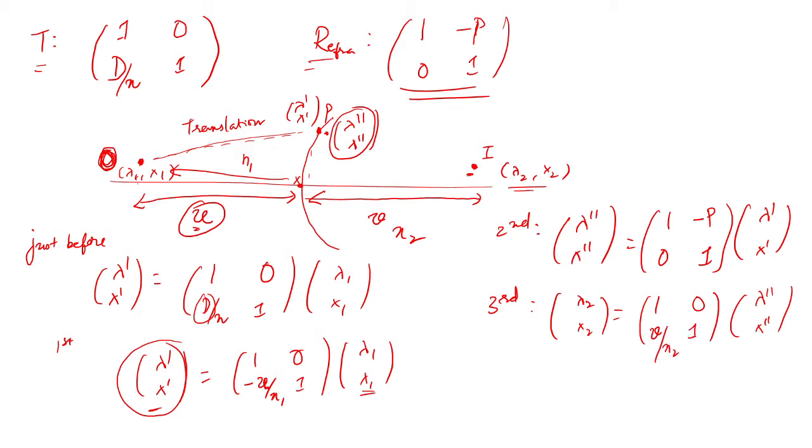Here we have positive v because v is on the right side, image is on the right side, right? So we started with lambda 1 x1. Lambda 1 x1 gets converted into lambda prime x prime. Lambda prime x prime goes into lambda double prime x double prime. That's the refraction. Then you translate lambda double prime x double prime to lambda 2 x2. That is the image.